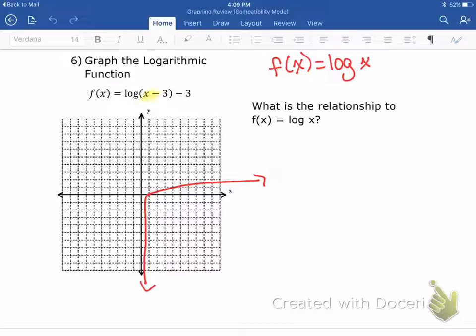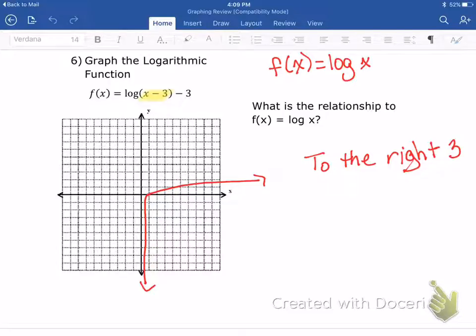Now our x focuses on our left to right, and I will remind you that anytime we're dealing with an x value, it is opposite. So if we have x minus 3, it is going to be to the right 3, because x values, your left to right values, are always opposite. So we are going to go to the right 3 spaces.